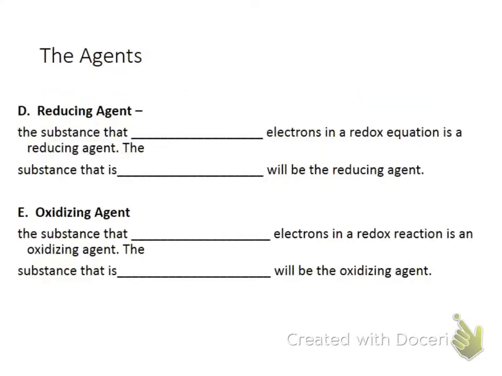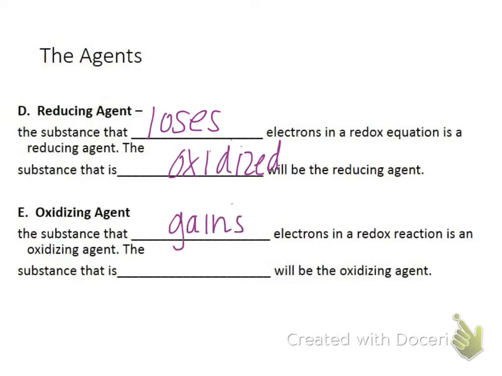Last set of definitions, and then we are done for today. The reducing agent, this is where you have to really stop and think about it. The reducing agent is the substance that loses electrons. That substance is oxidized, and it's called the reducing agent because it causes the other thing to be reduced. The oxidizing agent is gaining electrons, but itself is reduced. It's called the oxidizing agent because it causes the other thing to be oxidized. Because remember, you can't have one without the other.